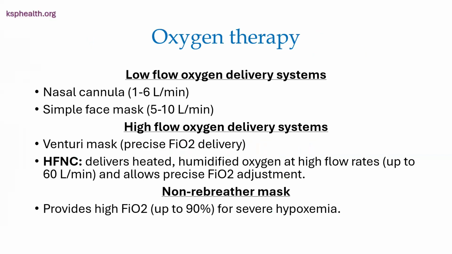So, how do you treat? The first is low flow oxygen delivery systems. When the saturation is a little low, you can manage with a nasal cannula. You can go from 1 to 6 liters per minute. A simple face mask can deliver 5 to 10 liters per minute. There are high flow oxygen delivery systems available that one should use, especially when you want precise FiO2 delivery.